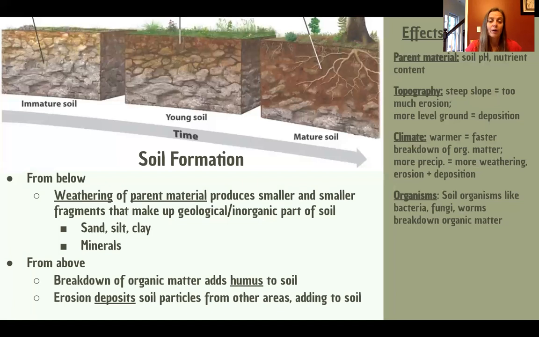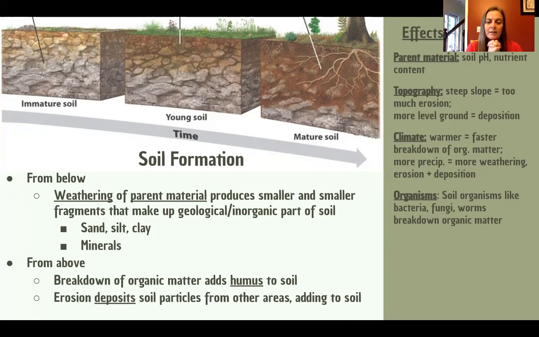From above, though, we have the breakdown of organic material. So we talked about lichens and moss that help to break down the rock, but then we also said that when they die and decompose, that contributes the organic material. So soil without organic material is not soil, it's just broken down rock. We have to have both components, both the organic that we call humus and the inorganic, the parent material, and the two of them together is what we call soil. And then of course, erosion is going to deposit soil particles from other areas, and that's going to add to our soil. So the type of soil formed depends on a lot of different things.